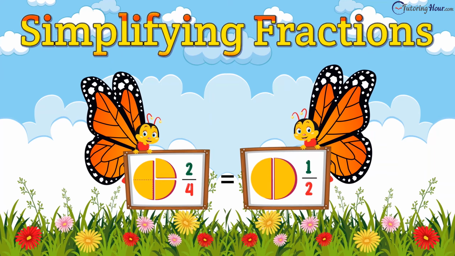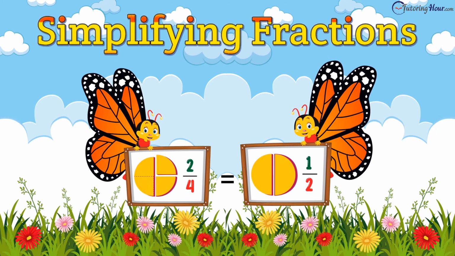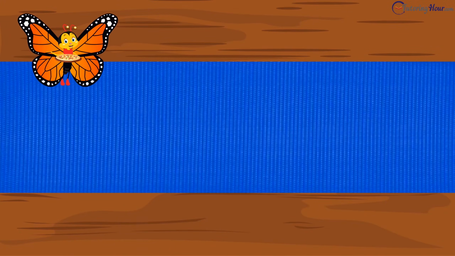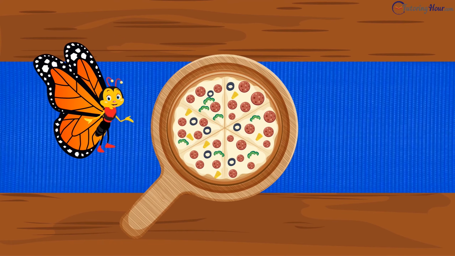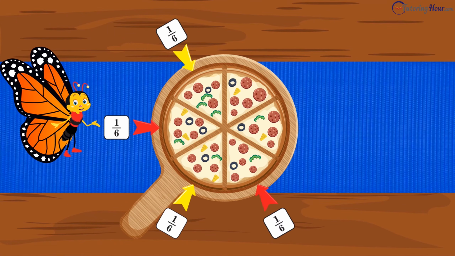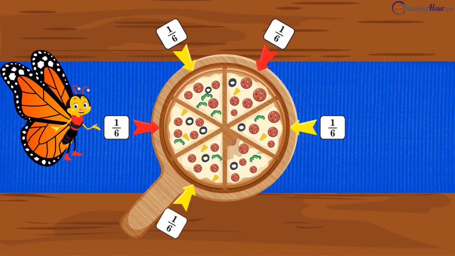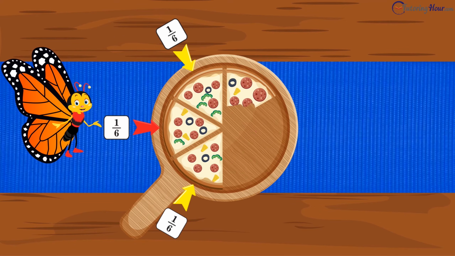In this video, we'll learn how to simplify fractions. Let's take this pizza for instance. We'll slice that into 6 equal parts. If you gobble 3 slices, what fraction of the pizza will be left over?